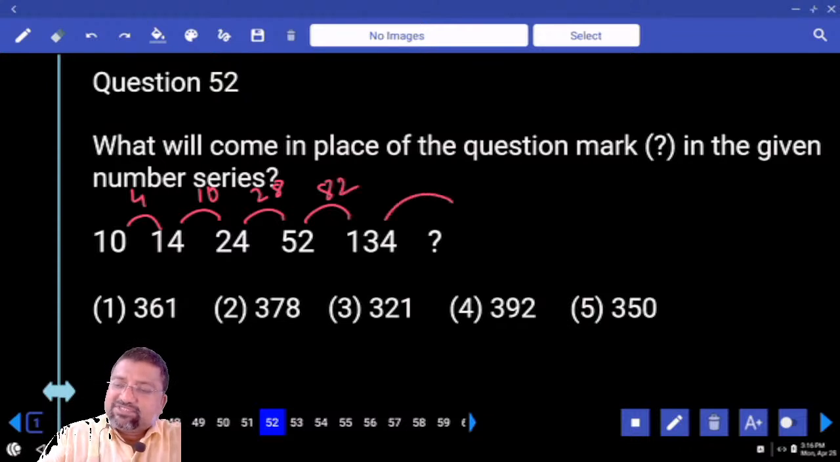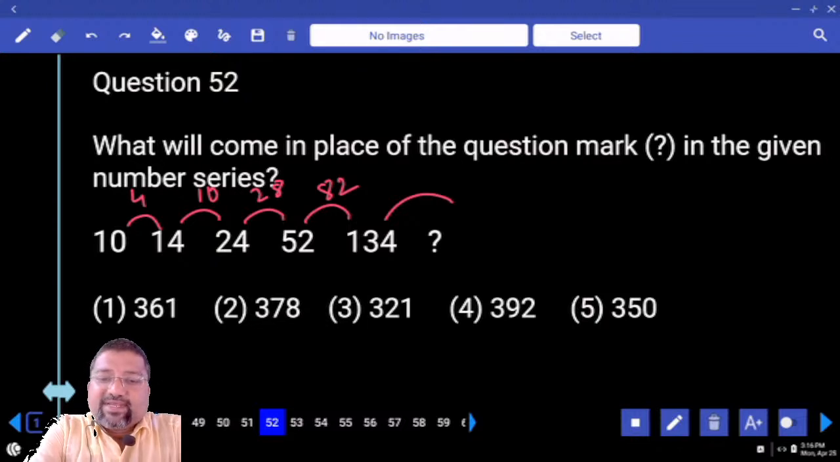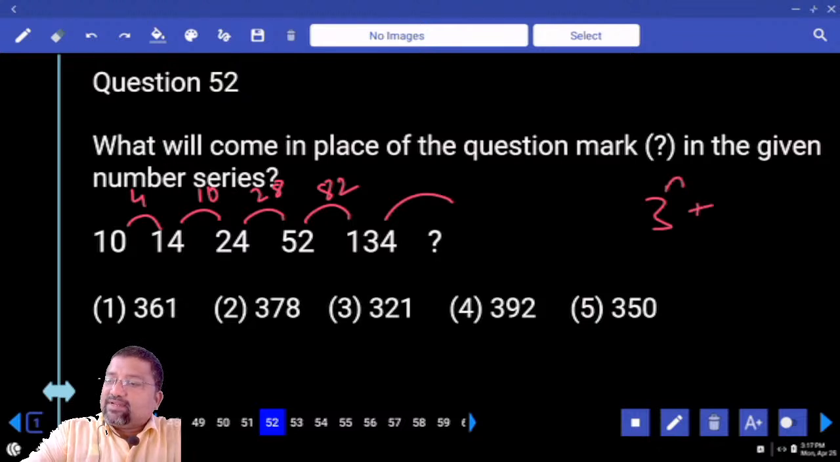Many times, whenever you see the number, you should identify the specialty of that particular number. If you can identify the specialty of that particular number, the question becomes very, very easy. Can anybody guess what's the logic here? All these numbers are in the form of 3 power n plus 1.